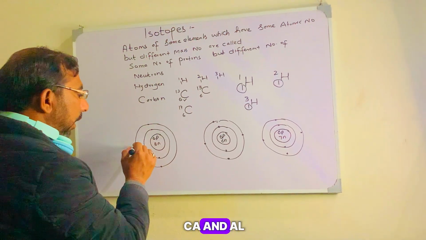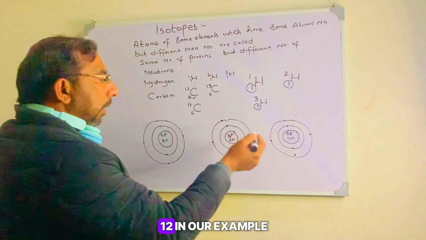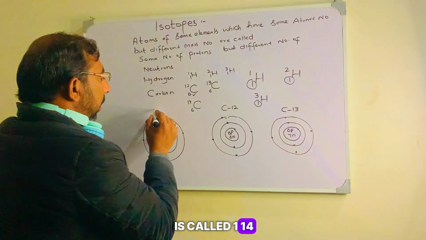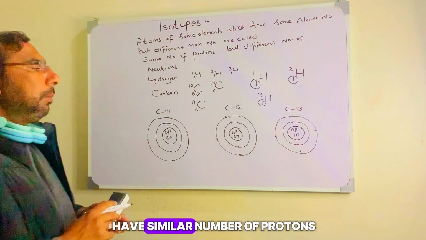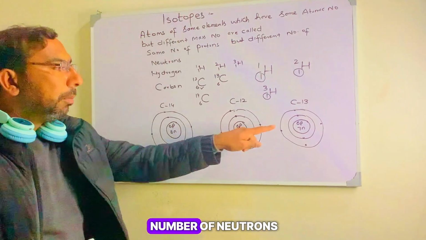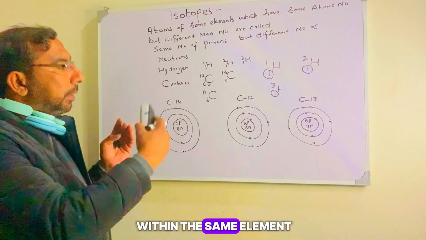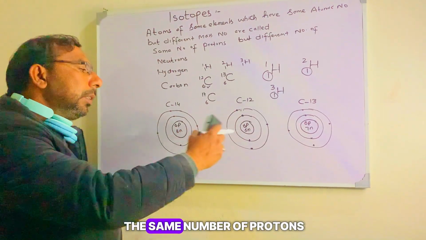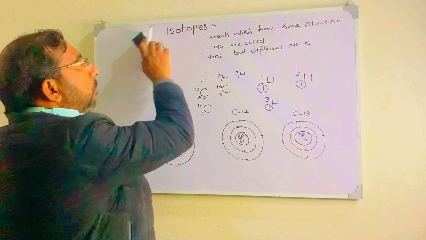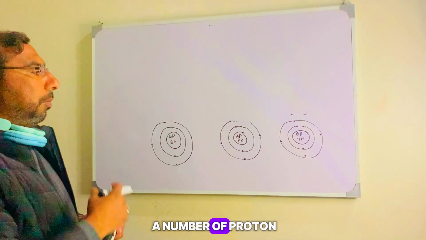Now if we look deeply at these three atoms, carbon-12, carbon-13, and carbon-14, all have a similar number of protons and a similar number of electrons, but a different number of neutrons. So in isotopes, the atoms within the same element have the same number of protons but a different number of neutrons. We can also determine the properties of isotopes based on the number of protons and neutrons.